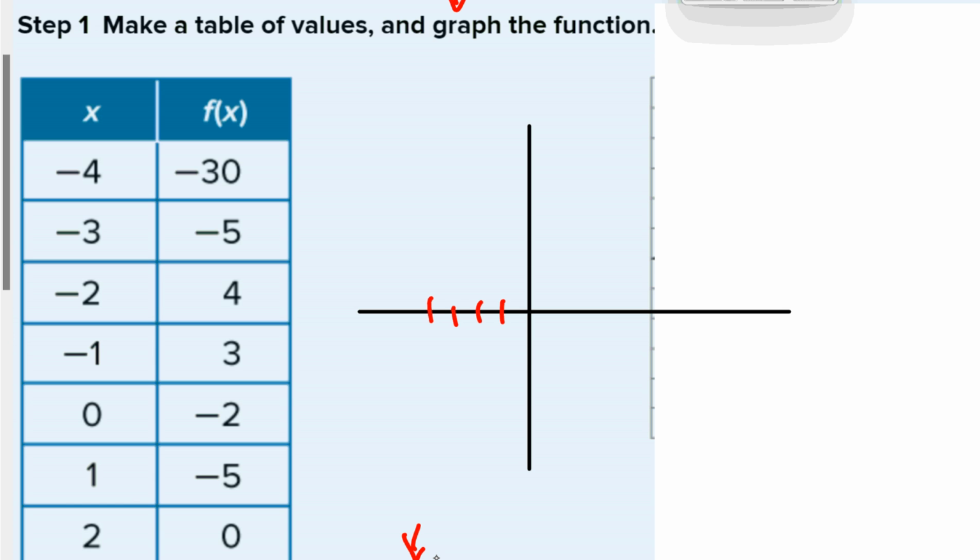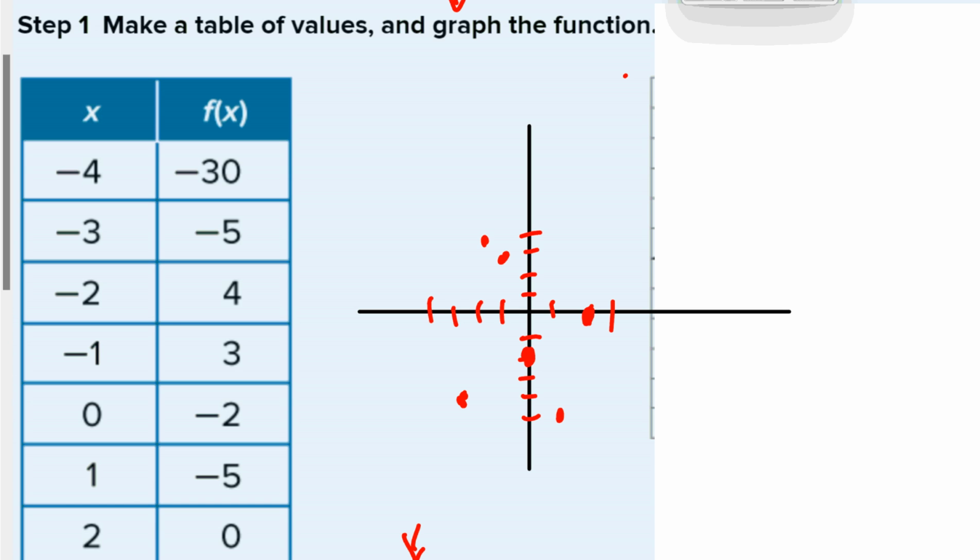And we can tell that by our end behavior. Then at -3, I'm at 5, then at -2, 4, then at -1, I'm at 3, and then at 0, I'm at -2, so drop back down here. At 1, I'm at -5, at 2, I'm back to 0, right? So I can see I exactly crossed my x-intercept right there. And then at 3, I'm back up to 19, way up here, right?